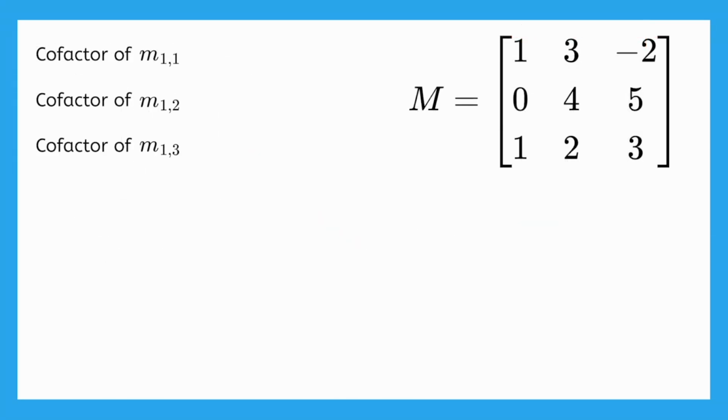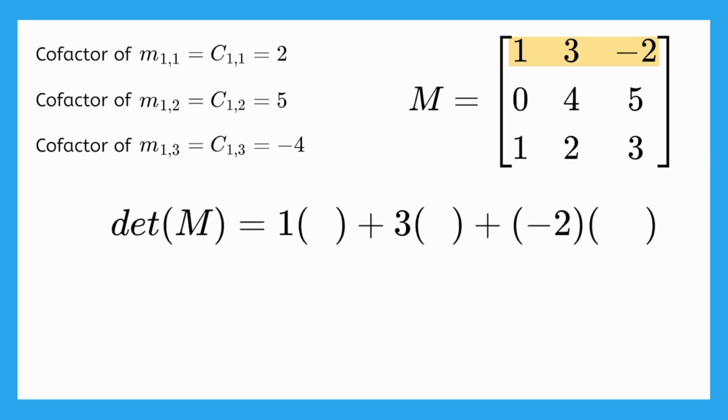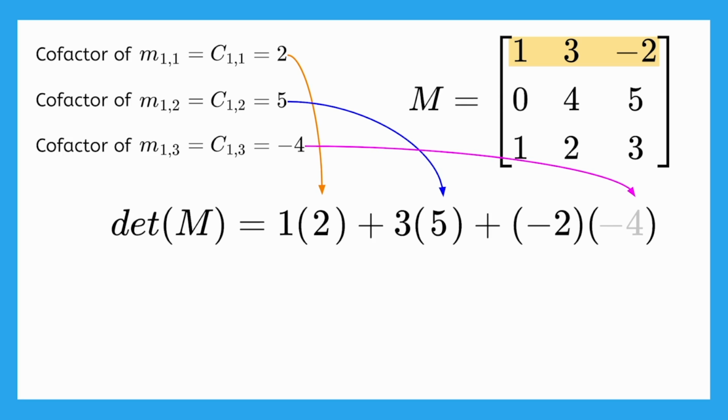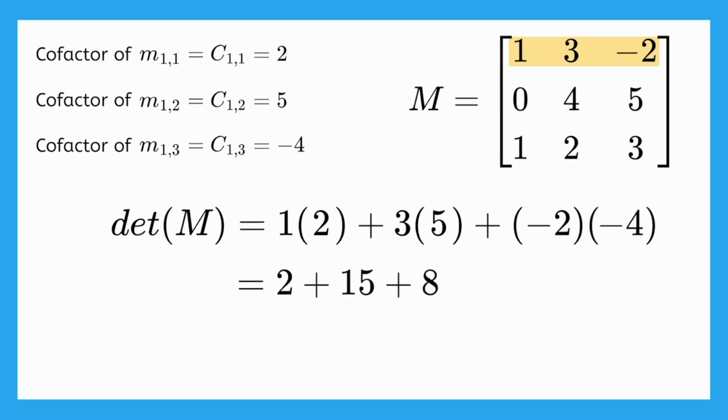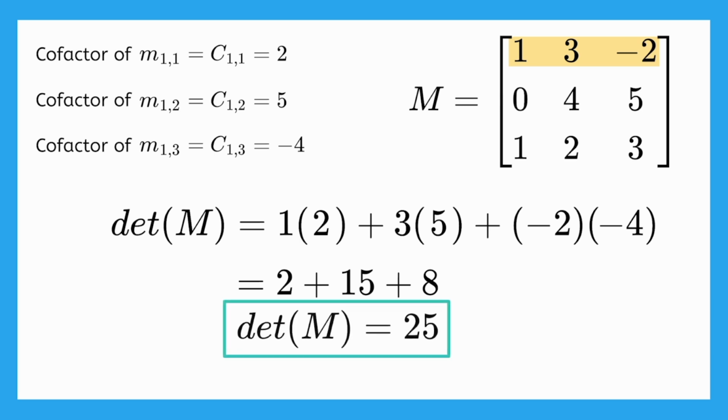Now that we have all 3 cofactors notated with this capital C and the location of its element, I'm ready to calculate the determinant of the matrix M. I use the row I expanded, 1, 3, -2, and multiply each element by its cofactor, then add the results. I get 1 times 2 plus 3 times 5 plus -2 times -4. Simplify to get 2 plus 15 plus 8, which equals 25. So the determinant of M equals 25.